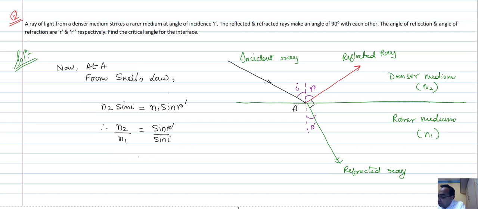But R plus R dash will be 90 degrees, because the sum of angles on a linear pair, R plus 90 plus R dash, is 180. Therefore, R plus R dash has to be 90. Also, I is equal to R. Why? Angle of incidence is equal to angle of reflection. So therefore, I plus R dash is 90. So therefore, I is equal to 90 minus R dash. So use this information here.